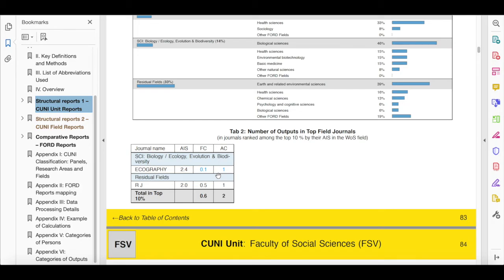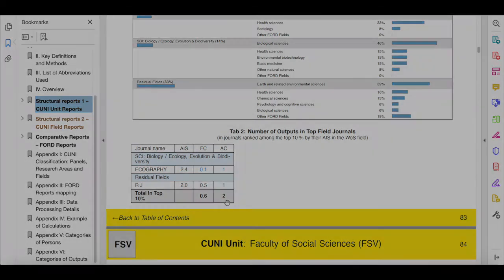Note that a single journal may appear multiple times in the table when outputs published in this journal are assigned to different CUNI fields. Blue color of numbers signals that the ratio of a fractional count of outputs divided by an absolute count is below the benchmark ratio, calculated for all journals in total.